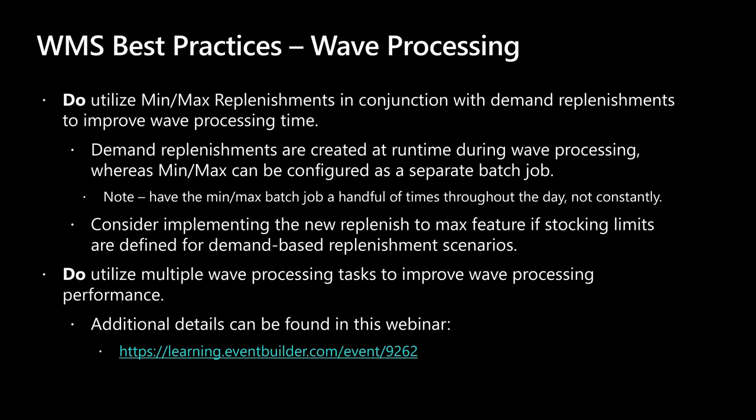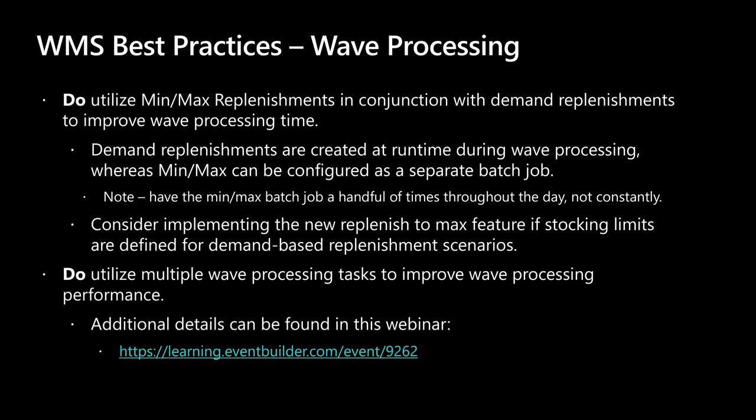So what we recommend that you do is try to set up your min-max replenishments as well, because those actually run as a separate batch job. So it's outside of that standard wave processing behind the scenes. So what you can do then is segregate that work, run it as a batch job, and then your wave processing times would be much more streamlined in those examples.